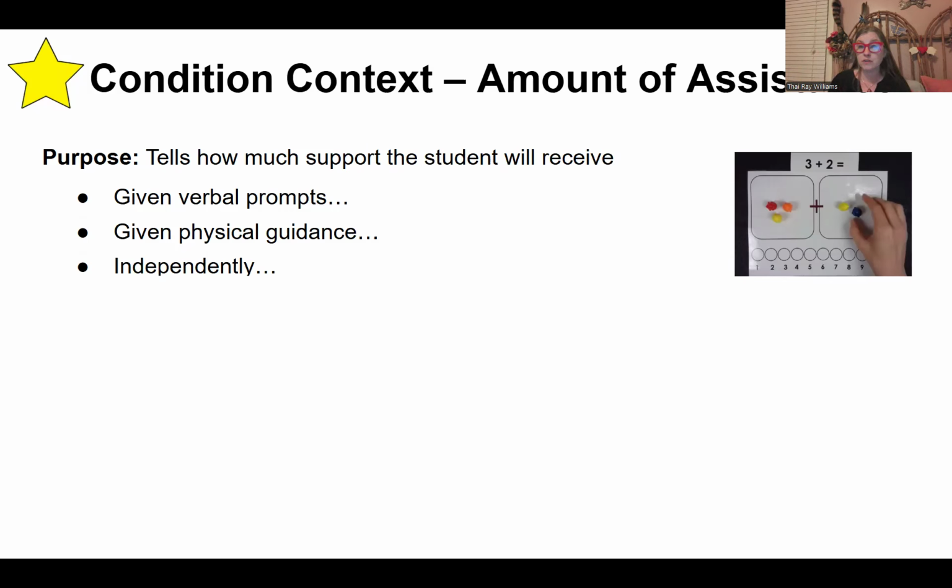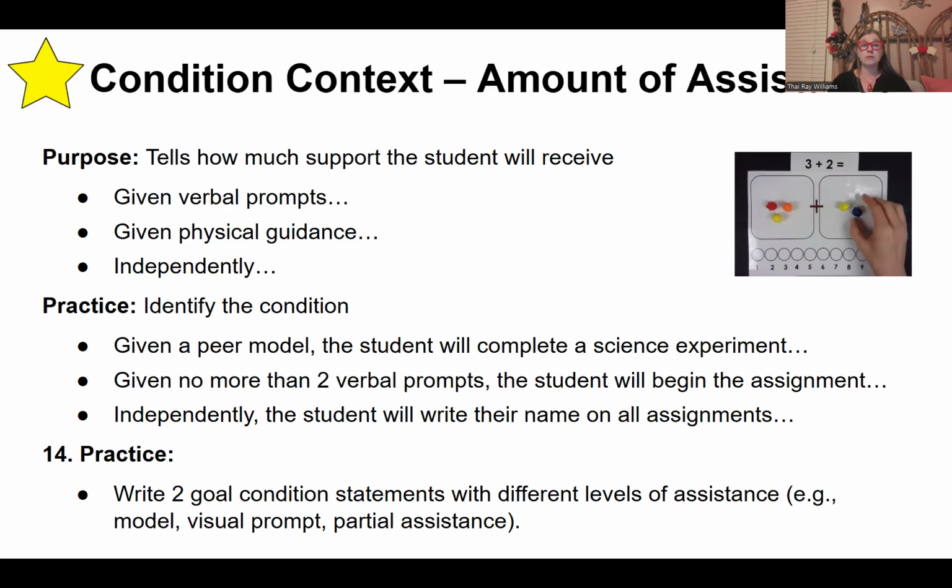So the next one could be with physical guidance. That's a high level of support. So right now you can't do it independently. So what we're going to do is provide you with physical assistance, some kind of physical guidance. And then once you're able to perform it with physical guidance, we're going to fade that. And perhaps we're going to fade it to a visual cue. And then finally, independently, that can be an amount of assistance because it's no assistance. And you would put that when in the past the student has required assistance, and we're fading that out to independence.